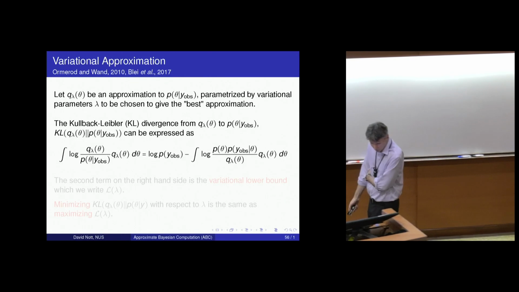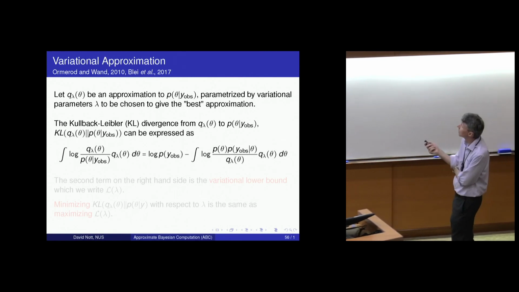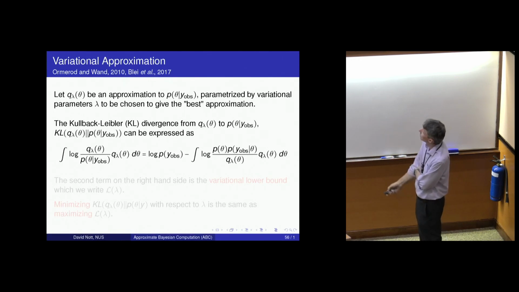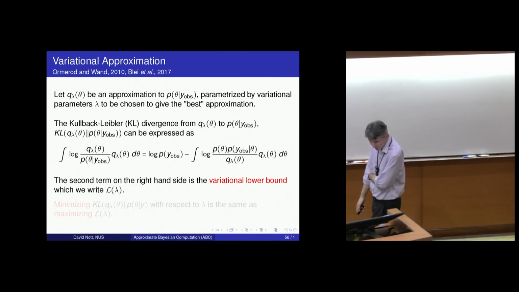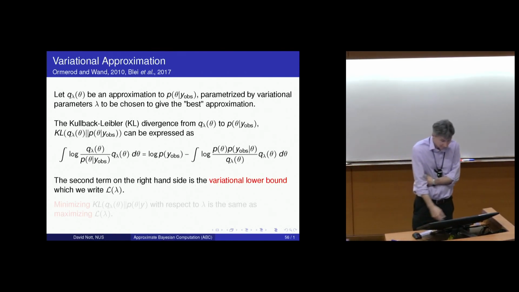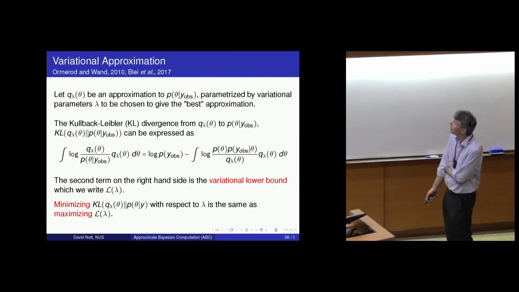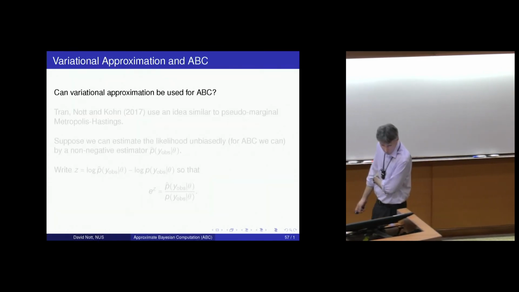That's the Kullback-Leibler divergence. So if you look at this thing that we want to minimize, the first term doesn't depend on lambda, so we really just need to deal with this second term. This thing is called the variational lower bound, so minimizing this Kullback-Leibler divergence is equivalent to maximizing this variational lower bound. I'm going to write the variational lower bound as just L of lambda. It's a function of the variational parameters lambda that we want to optimize over. So we want to maximize the lower bound, which is equivalent to minimizing the Kullback-Leibler divergence.